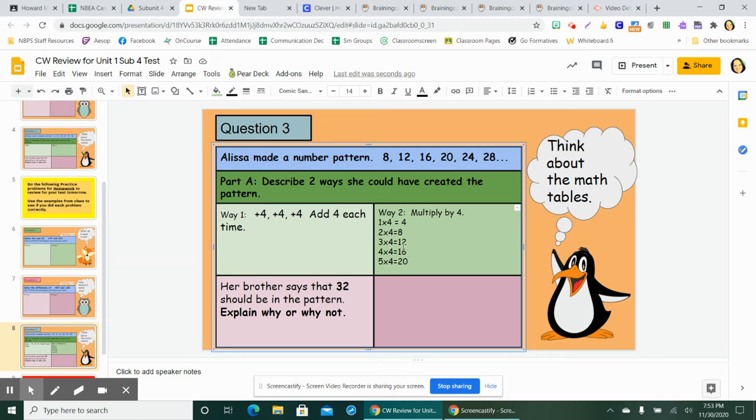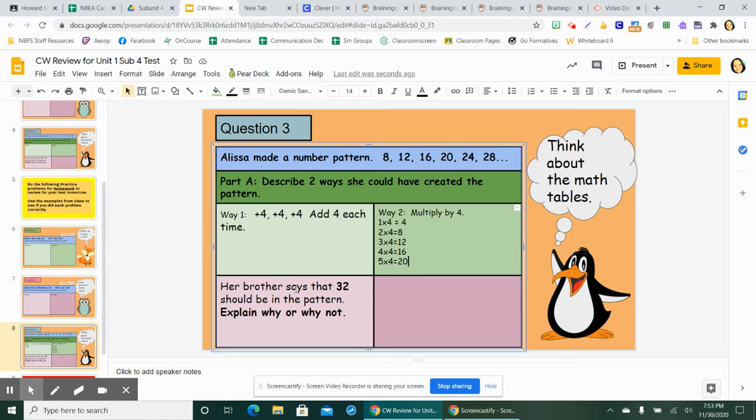So again, if I wanted to find one that's 10 down the line, it would be 10 times 4. So my second way could be multiplying by 4 to figure it out. So those are the 2 ways I could have created the pattern. And again, the multiplying way would be evident on the multiplication table.